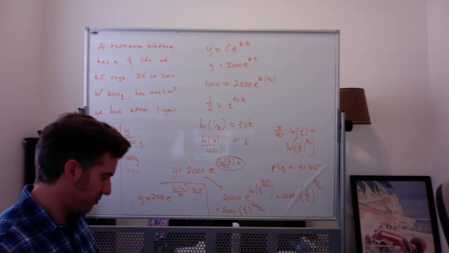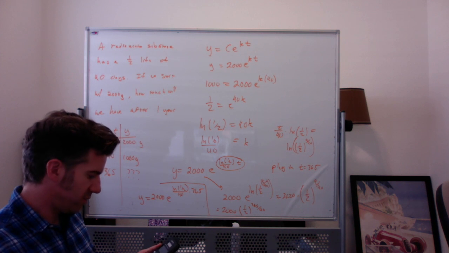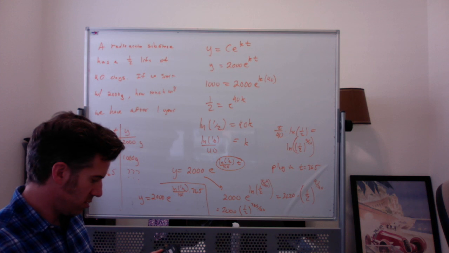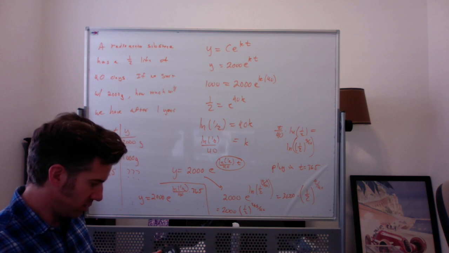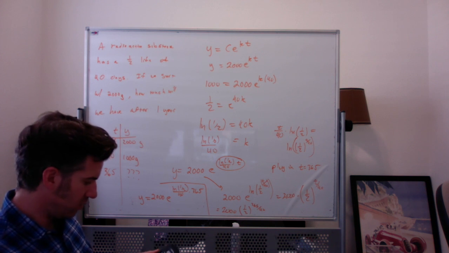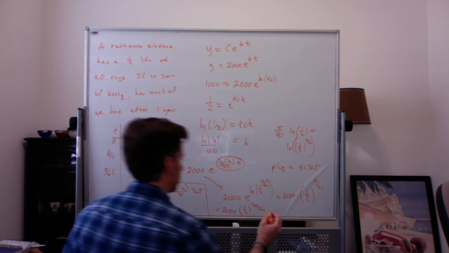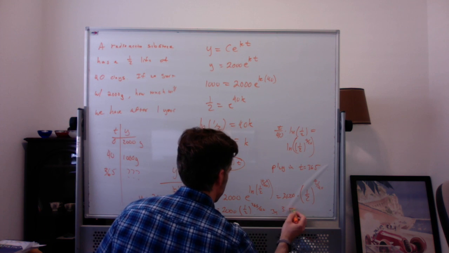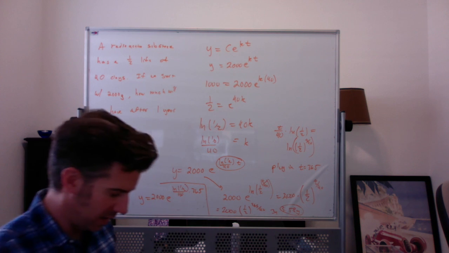Let's find out. Either way, 1 half to the 365 divided by 40, just a little bit bigger than 9, is 0.00179, and then multiply that by 2000. And you get 3.58 grams approximately. So hopefully that helps with these exponential growth and decay problems a little bit.